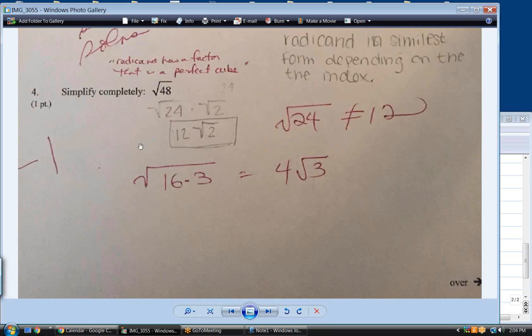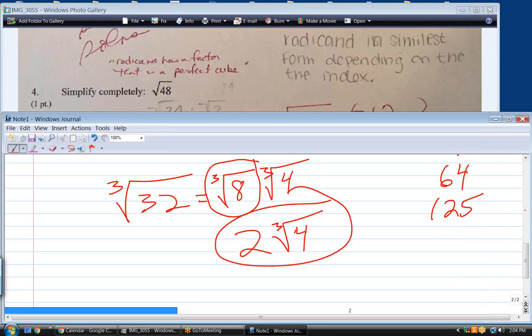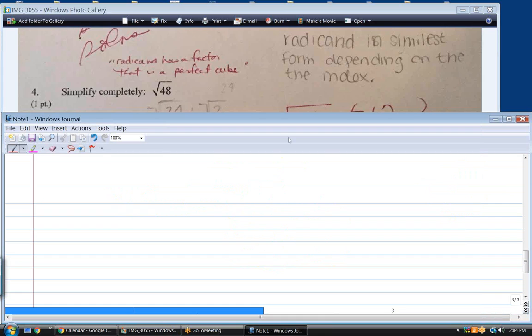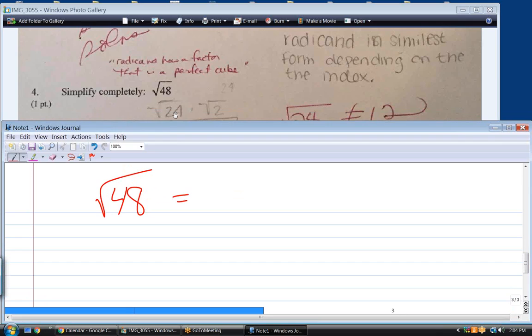Did you lose a point on number 4? Yes, I see what happened here. Again, if we are doing the square root of 48, we want to turn that into factors where one of them needs to be a perfect square. Well, you did 24 and 2, neither of which is a perfect square. Nor is 6 and 8. That would also not work. So we're looking for a factor of 48 that's one of those perfect square numbers.